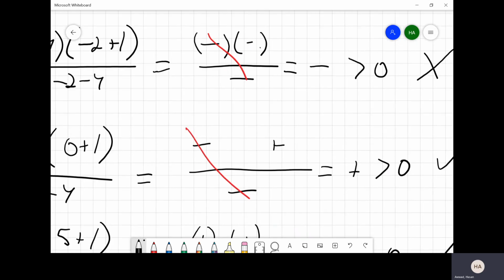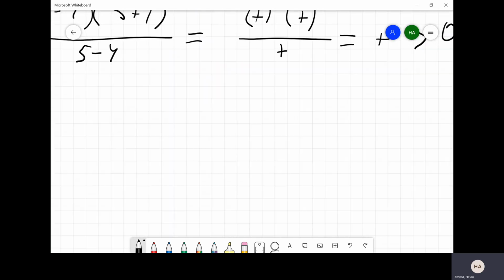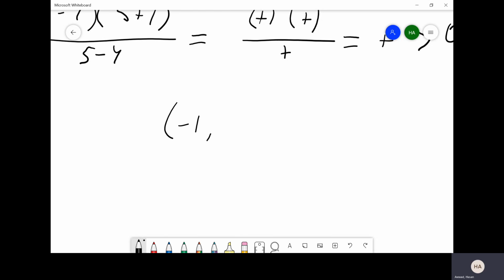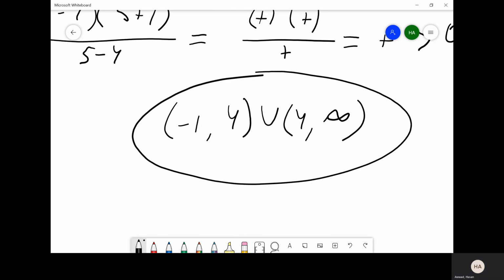So we just have to go ahead and write our final solution, and our final solution is from -1, we don't include -1. Remember, it's not greater than or equal to 0. It was just greater than 0. So -1 all the way to 4. We don't include 4. And then from 4 to infinity. And that's your final solution.